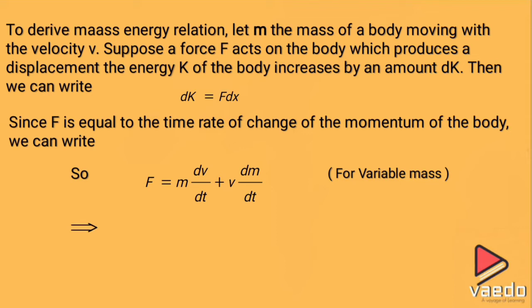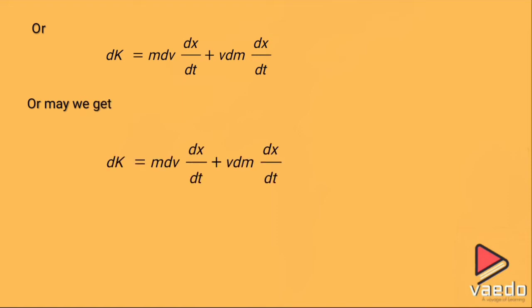Then now we have to place the value of force in the first equation, then dk equals m dv over dt plus v dm over dt into dx. Next we can consider that dk equals m dv dx over dt plus v dm dx over dt. Again, we may consider that जो change in kinetic energy है, which is actually related to dx over dt, and as we know, dx over dt is actually the velocity. v equals dx over dt.